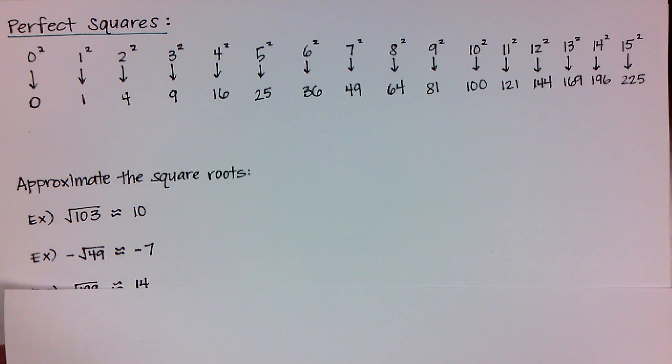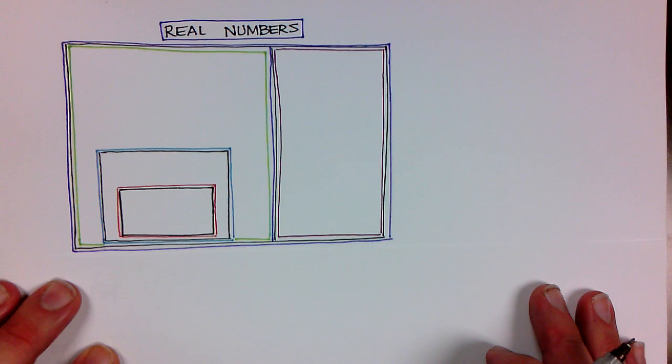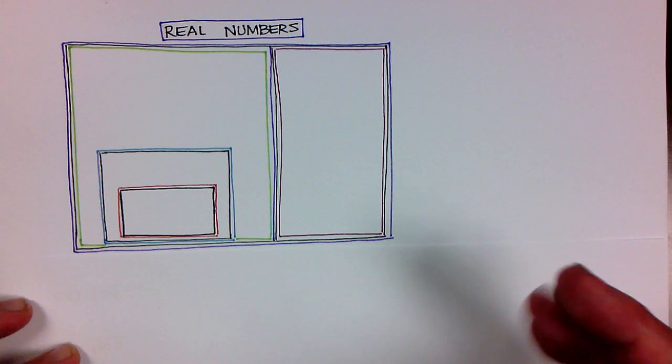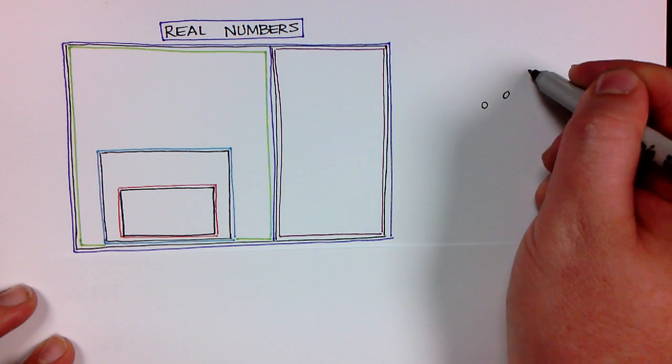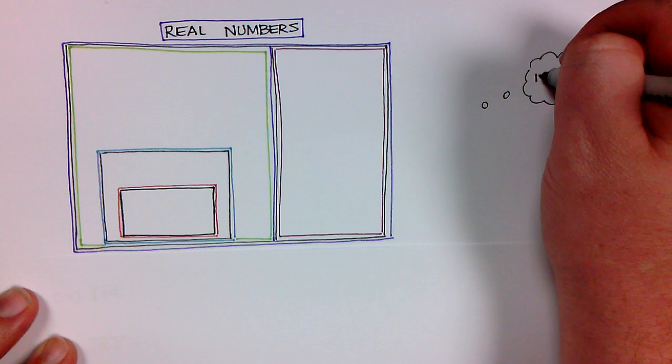Okay, so here's the last thing that we're going to do, is we're going to talk about all different kinds of numbers. So in general, there are real numbers, and then way over here in the distance, there are these, well, they're called imaginary numbers.